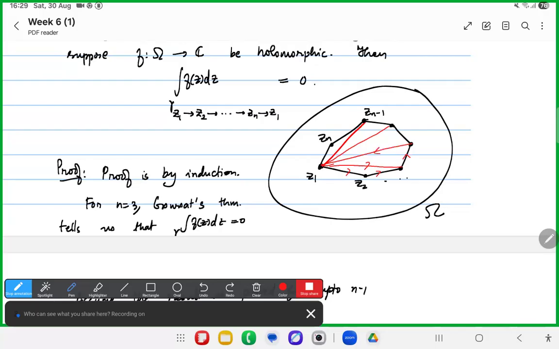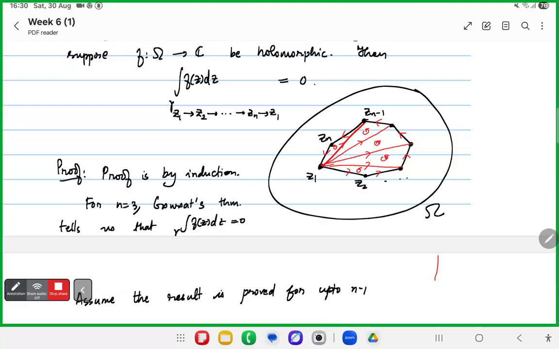Sorry. And if you add them, various closed curves, these red lines get cancelled because of being minus. Right. So overall the integral is 0 on bigger polygonal paths. So that's the proof of this.